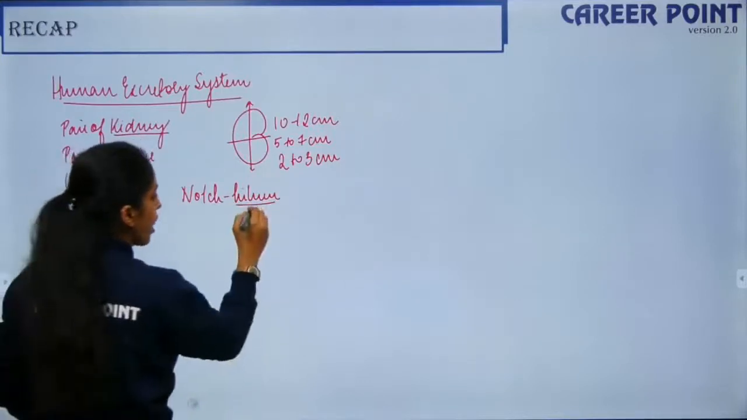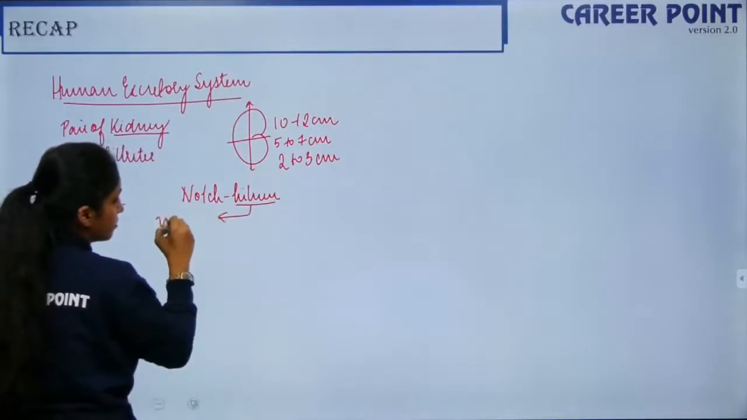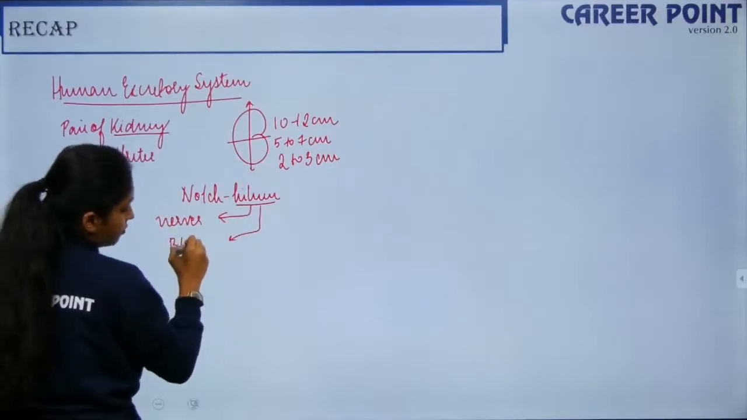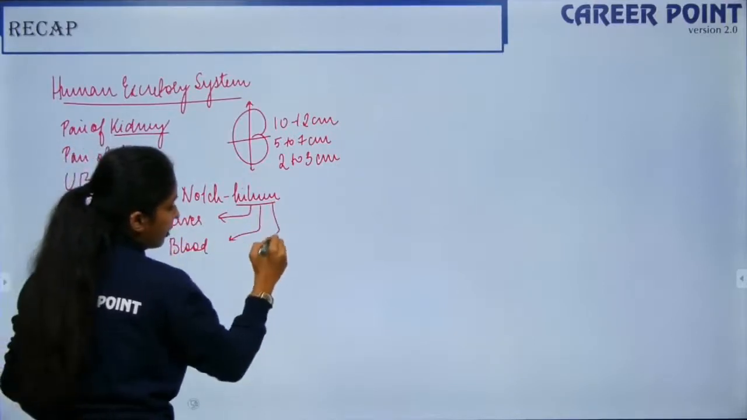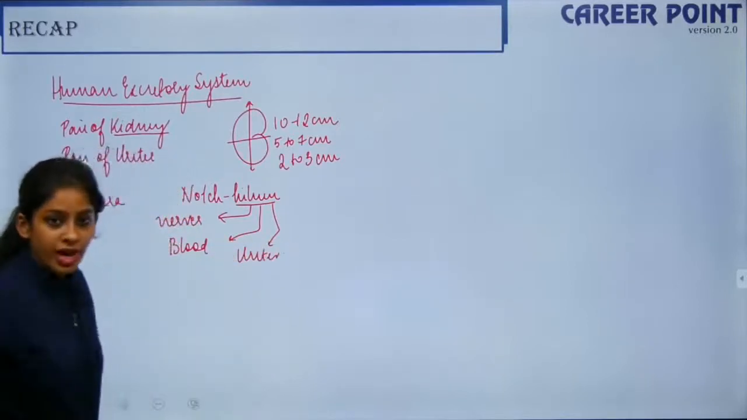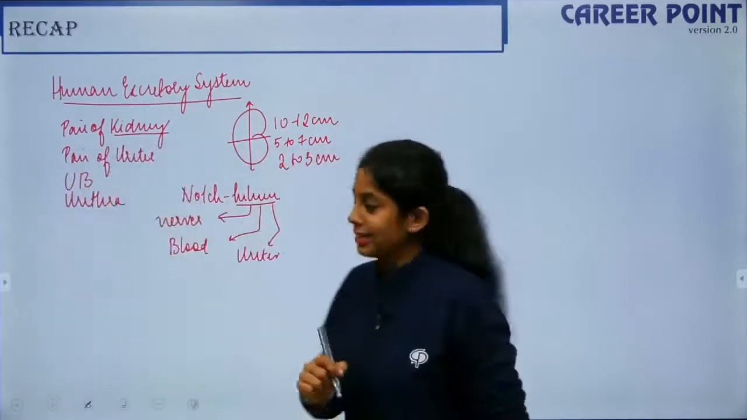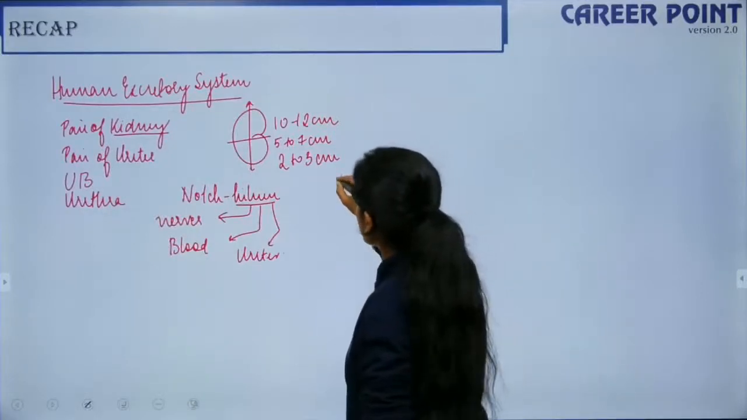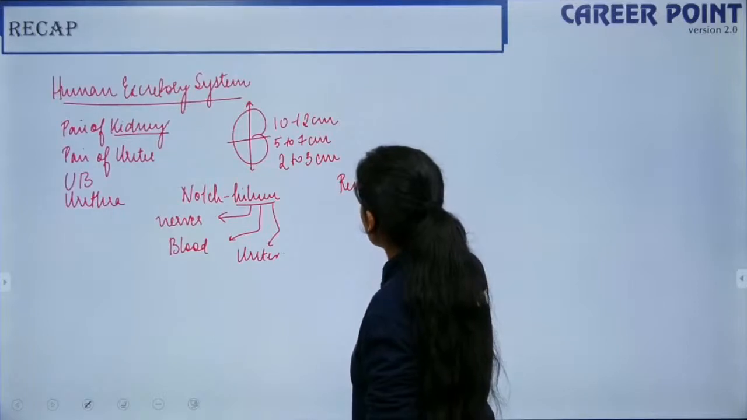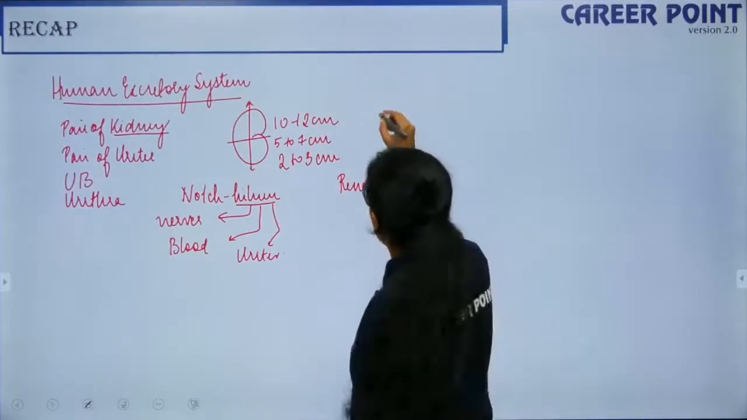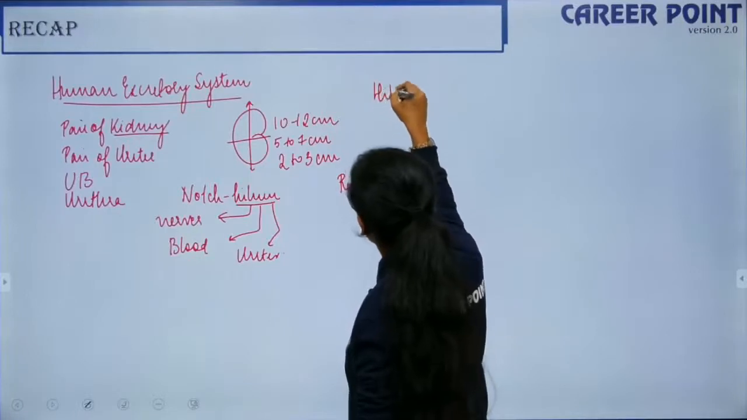This is where your nerves, your blood, your ureter, everything enters the kidney, right? Just inner to the hilum, you have what is known as your renal pelvis.